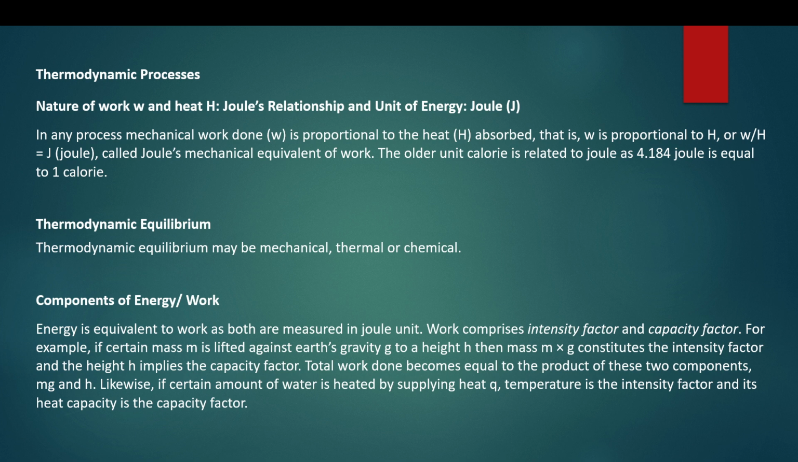Thermodynamic process. Nature of work and heat H. The relationship between these two is W over H equal to J, called Joule's mechanical equivalent of work, and the older unit calorie is related to joule as 4.184 joule is equal to 1 calorie.